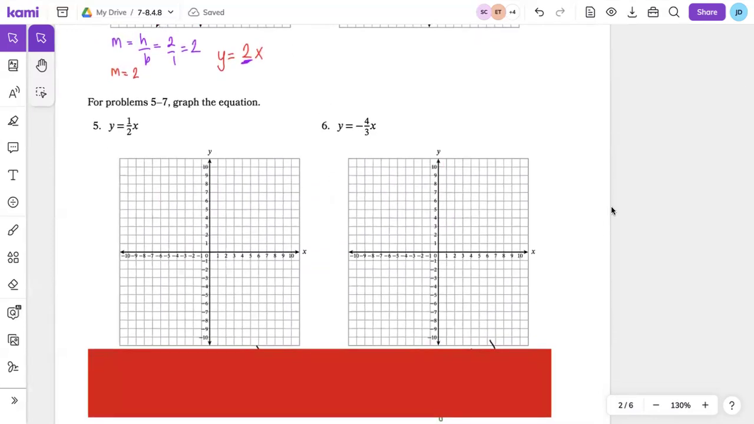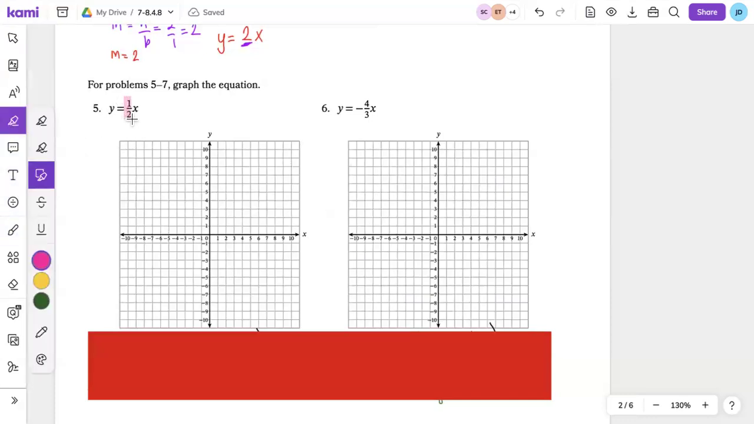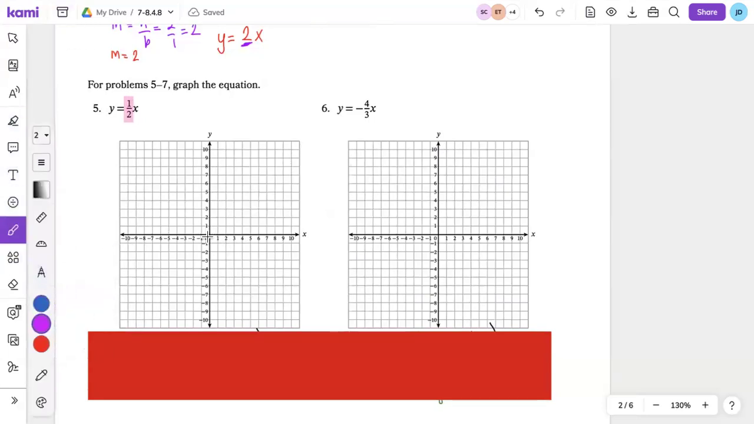Going on to number 5 now, it wants us to plot the line. So it gives us y equals 1/2 x. Reminder here that that 1/2 is going to be your slope. So we're going to start out at the origin. That's where our first point will go. And then we are going to use our slope of 1/2. So that's going to be, we go up 1 and to the right 2. So up 1, to the right 2. And that's where our second point will go.